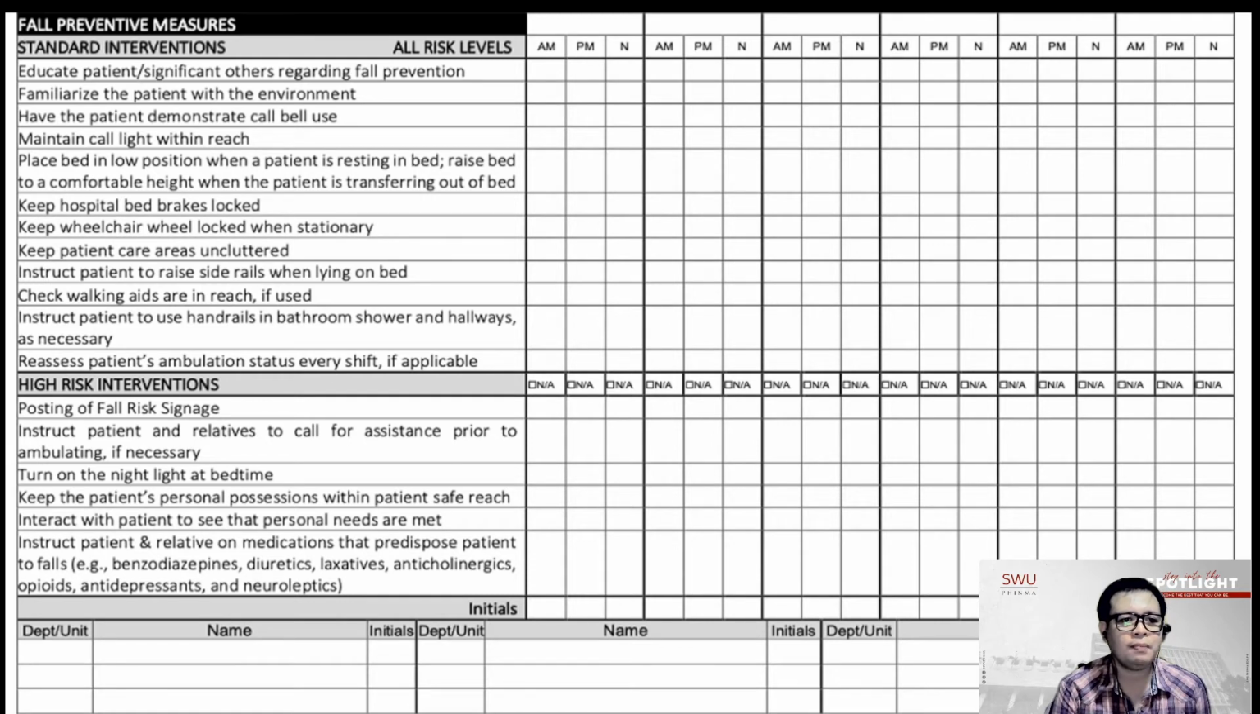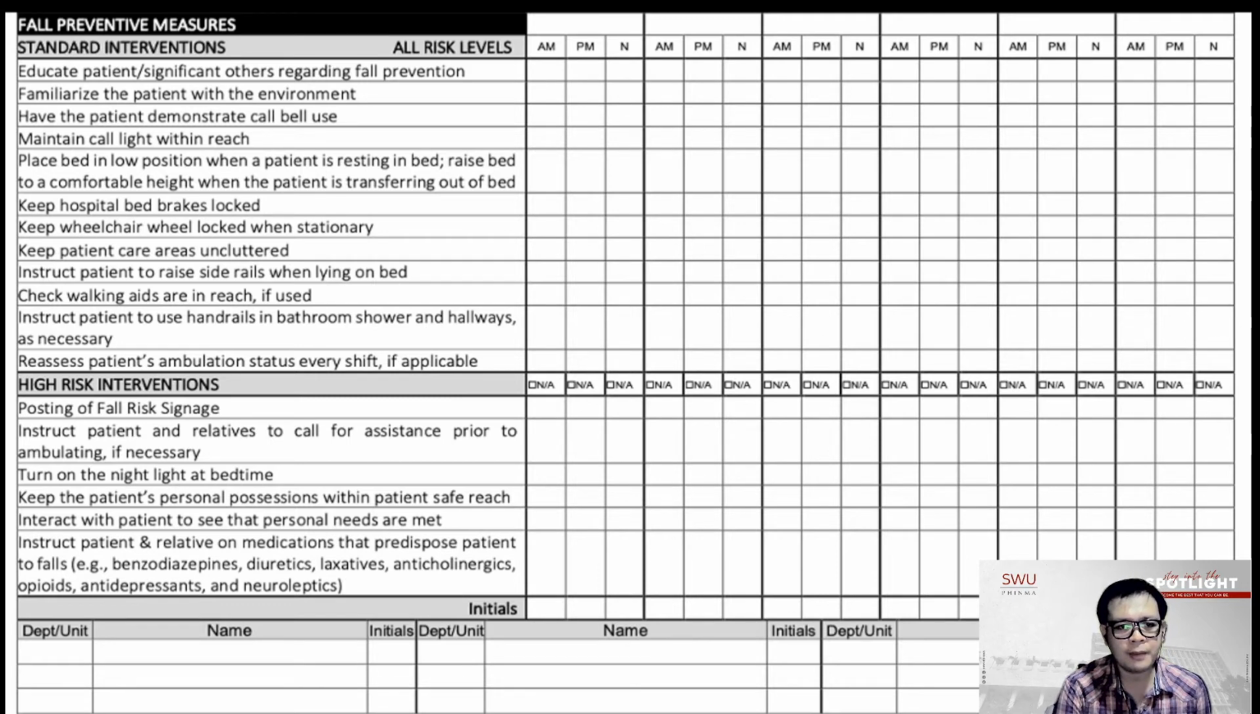Next, we have to place bed in low position when the patient is resting in bed. Raise bed to a comfortable height when the patient is transferring out of bed. So when you do that, you have to check it, and then keep hospital bed brakes locked. Of course, you have to lock the brake that is in the lower part or bottom part of the bed. And if you did that, you have to check it. Keep wheelchair wheels locked when stationary.